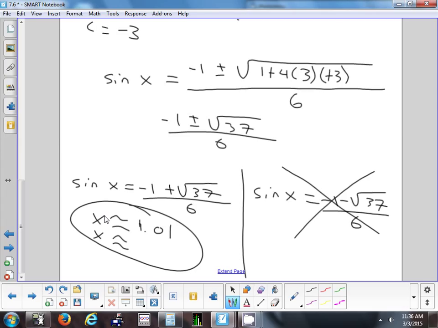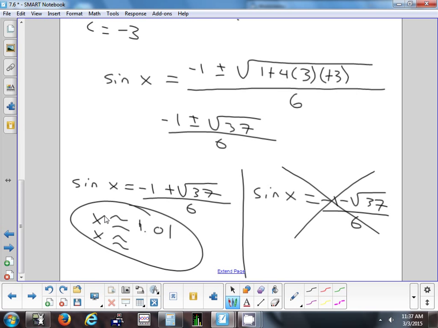I'm looking for an answer also in quadrant 2. So how would I get my answer in quadrant 2? Doesn't that not work either? No, this number it does work. Why? Because if you plug this in, this is like -1 plus about 6.1. So -1 plus about 6.1 is 5.1. And then 5.1 divided by 6, it's like 0.8 something. So if you type this in as a decimal, you do get a decimal less than 1. That's the answer. That's fine. That's 1.01 radians. That's the angle.